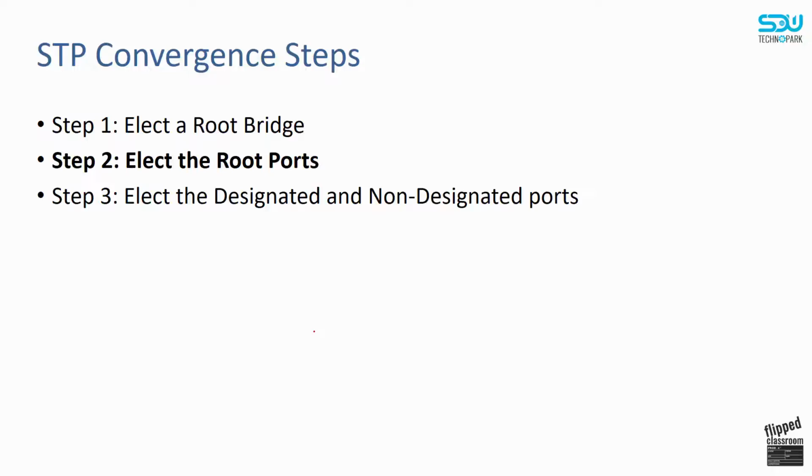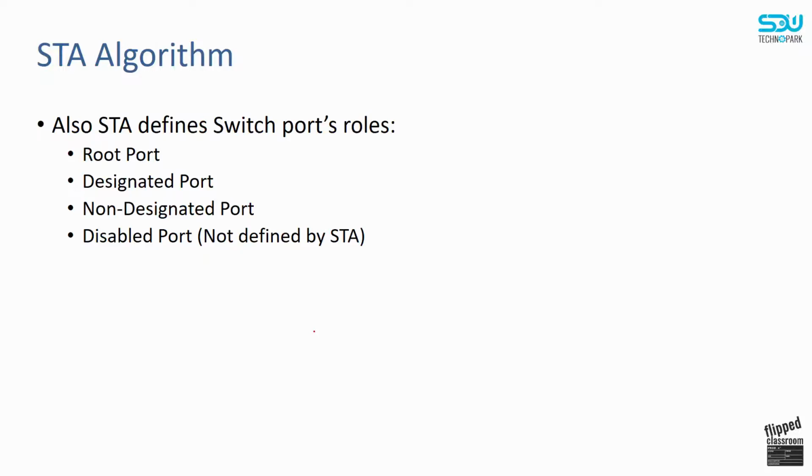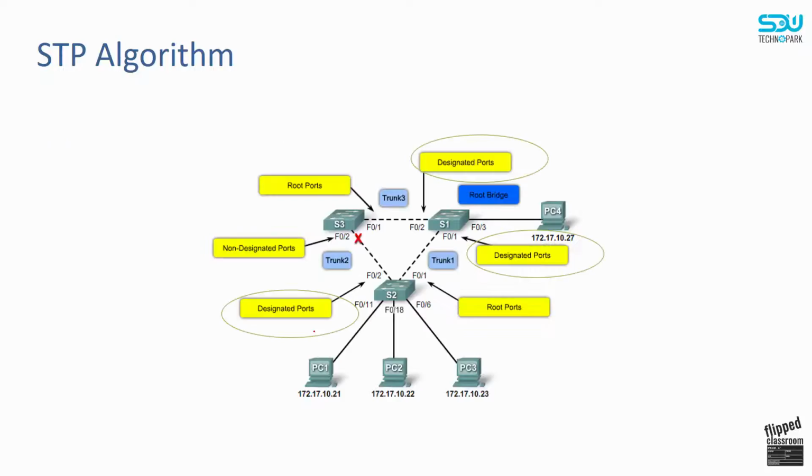The second step of the STP convergence, after electing the root bridge, is that switches elect the root ports. How do they make these calculations? STP also defines switch port roles as the root port, designated port, and non-designated port. Let's take a look at the root port first. What are the root ports?